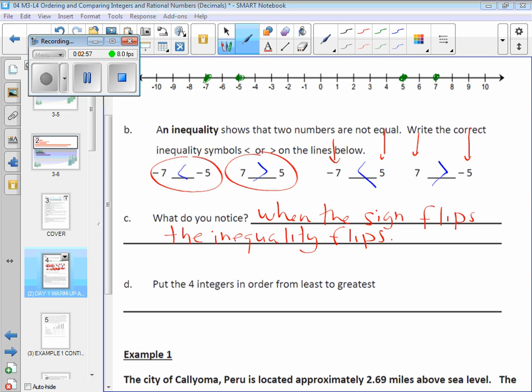Now we have to put all 4 integers in the order from least to greatest. Always work from the left to the right. What's the furthest left? Oh no, I disagree. Furthest left, that's the least. Think left, least. Left, least. Start the list. Negative 7, yes. Then what? Then -5. Agree. Then 7. Looks good.